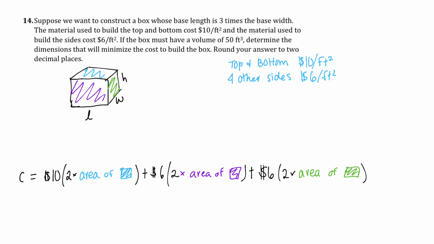The area of this blue square up here: imagine this side right here is W, this side is W, this side is L, this side is L. So the area of the blue is length times width, or width times length. The area of the purple, it's a rectangle right here, is height times length. And the area of the green is width times height.